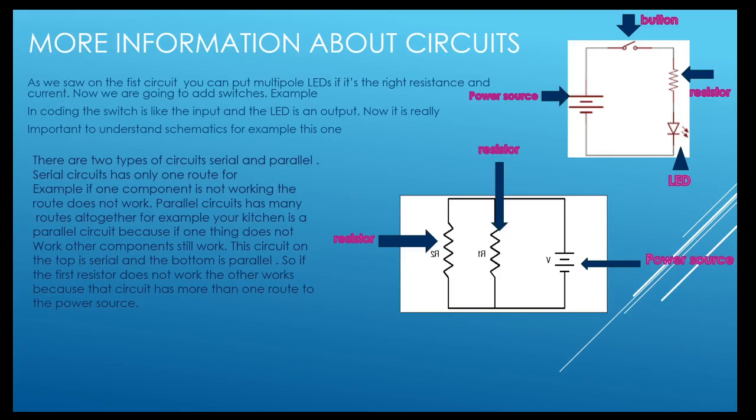Serial circuits have only one route. For example, if one component is not working, the whole route does not work. Parallel circuits have many routes altogether. For example, your kitchen is a parallel circuit because if one thing does not work, other components still work. This circuit on the top is serial and the bottom is parallel. If the first resistor does not work, the others still work because the circuit has more than one route to the power source. So you see there's two resistors. If one is not working, there's always another route for the other resistor.